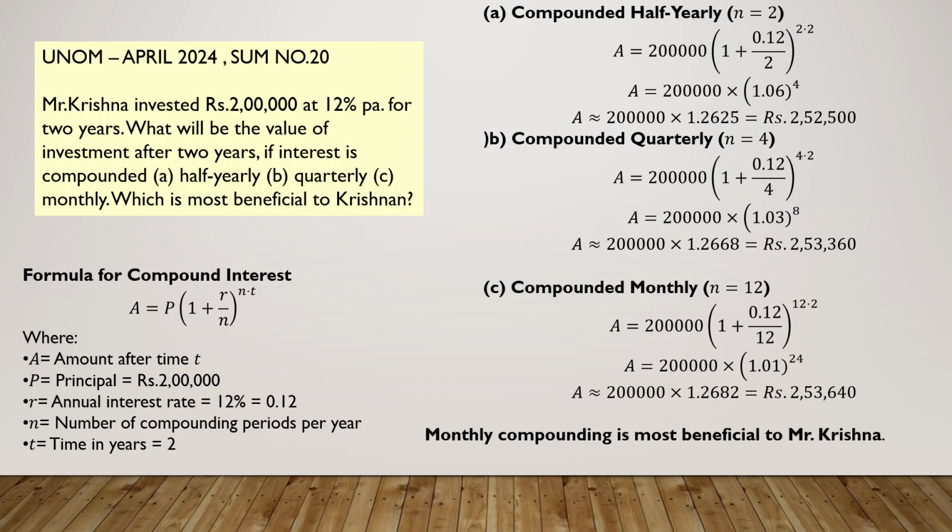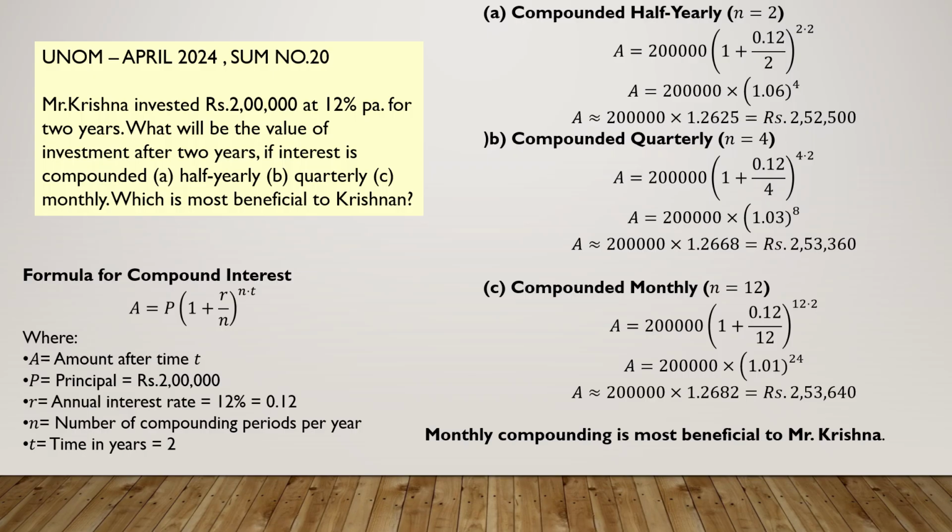question. So here the question is, Mr. Krishna invested rupees 2 lakh at 12% per annum for 2 years. What will be the value of investment after 2 years if interest is compounded half yearly, quarterly, monthly, which is more beneficial to Krishna? So with regard to interest, there are two different interests there.